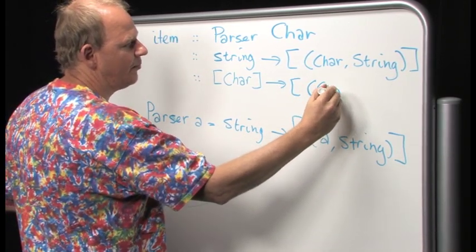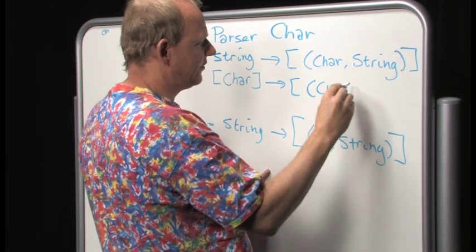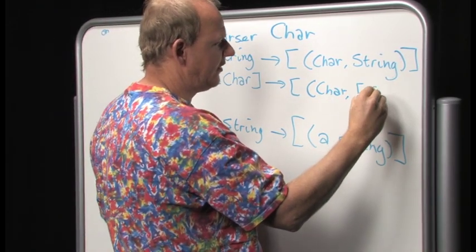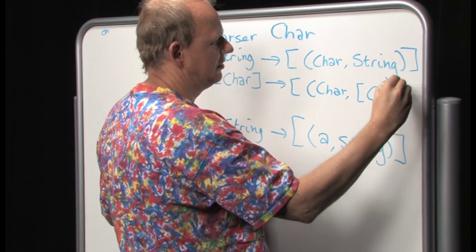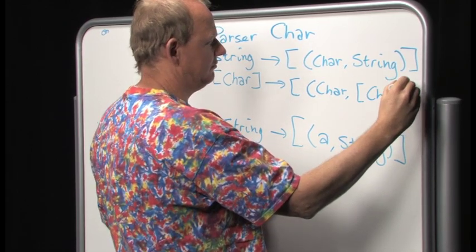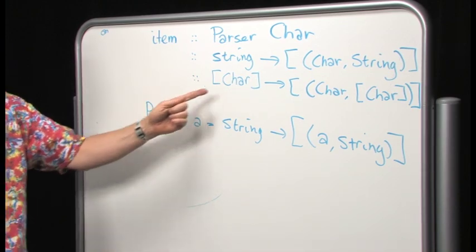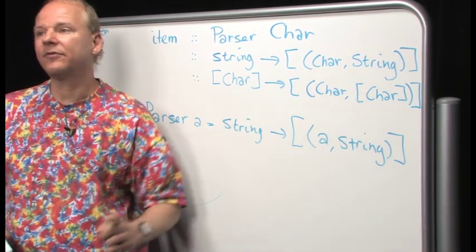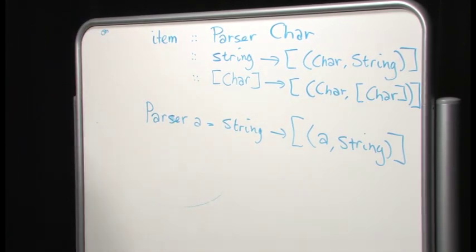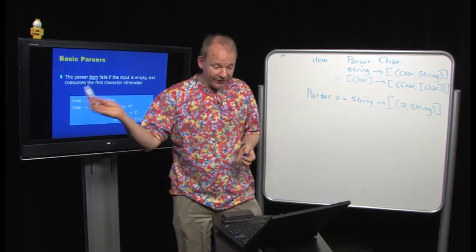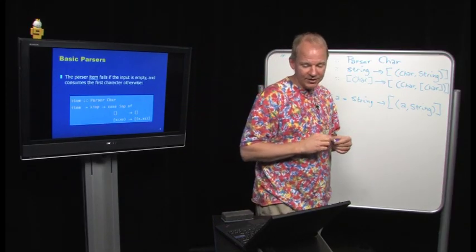I have to return a pair of a list of characters and a character. Well, the only way I know how to take a list of characters into a character and a list of characters is by taking the head and the tail. And that's exactly what you see in the definition here.